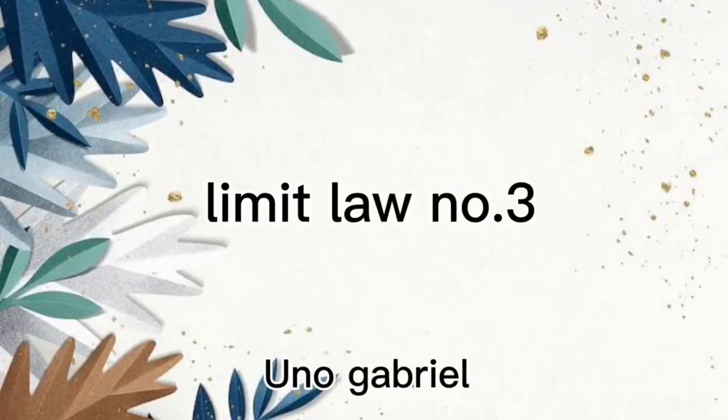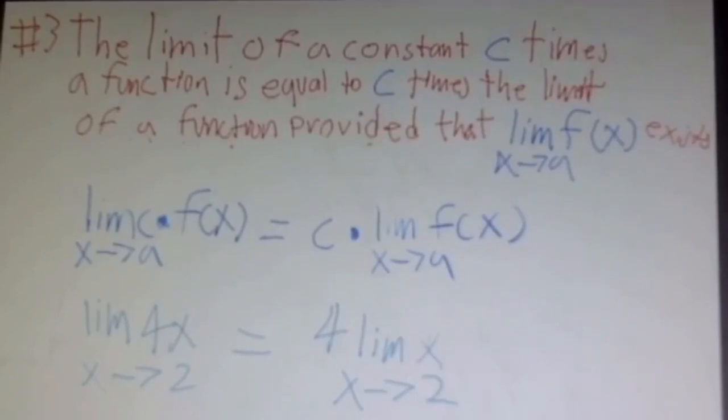So law number 3: the limit of a constant c times a function is equal to c times the limit of a function, provided that the limit of f of x as x approaches a exists. So that's the third law of limits. So let's break down the statement first.